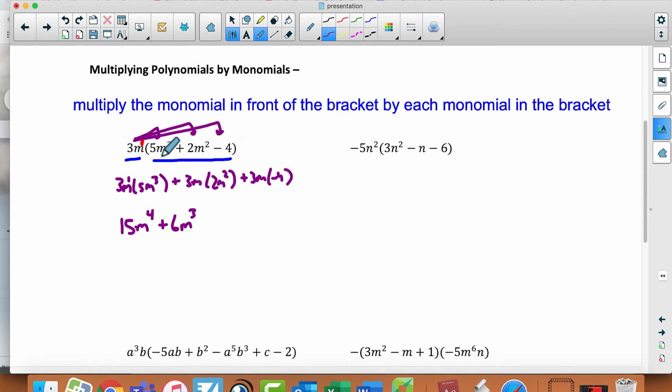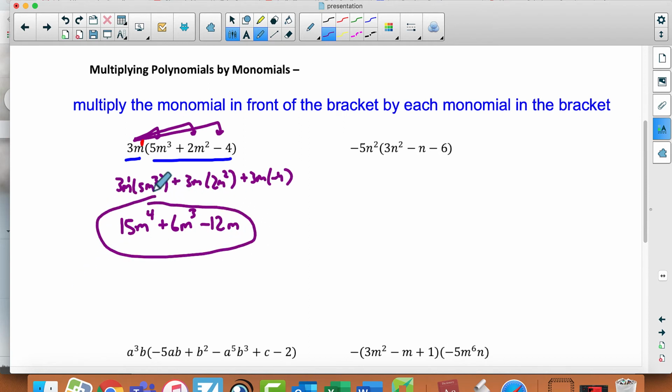3m times negative 4. Multiply the coefficients, or the numbers if you want to think of it that way. Multiply the numbers together. So 3 times negative 4 is negative 12. And then m to the 1 times m to the 0. Now don't get confused. There is no m here, so it's like m to the 0. If you add 1 and 0, you still get 1. Basically, if you don't see an m there, then you just keep whatever you've got. It's not gonna disappear or anything. So m to the first power, but we don't need to put the first power. So we can just write this as our answer.